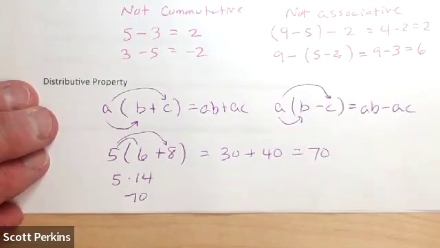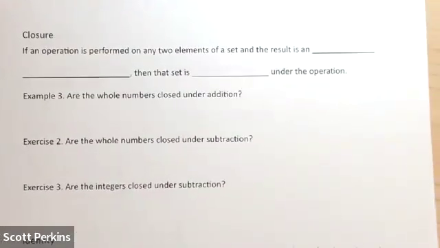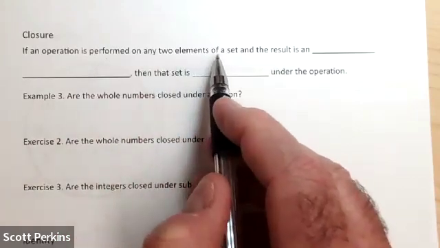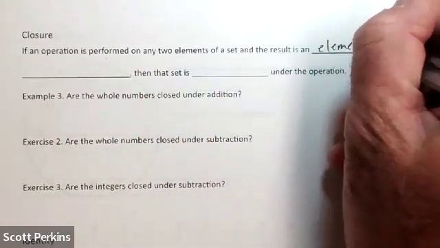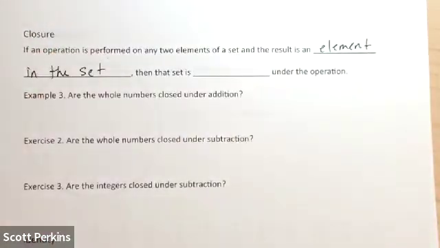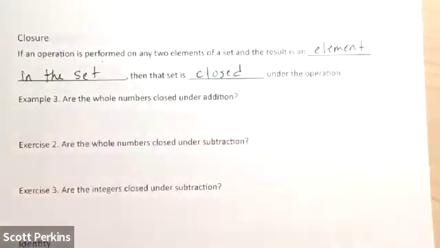So again, I'm probably just reminding you of something that you've seen before, but we're just going through and talking about the properties of numbers. Now, here's one that you probably haven't seen or you're unfamiliar with, what's called the closure property of real numbers. What this says is if an operation is performed on any 2 elements of a set, and the result is an element in the set, then that set is closed under the operation.